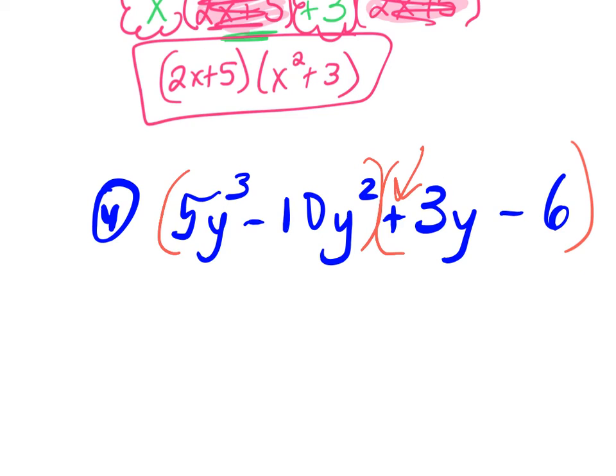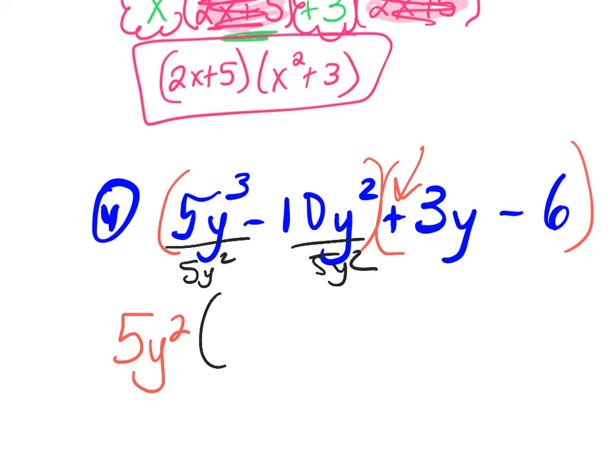Between 5y cubed and 10y squared, what can I take out, number-wise and letter-wise? 5y squared. Perfect. Good job, guys. So when I do that, 5y squared out of both. 5 divided by 5 is 1. Y cubed divided by y squared is 1y. And then I have minus. What's 10 divided by 5? 2. Thank you. And my y's cancel out.